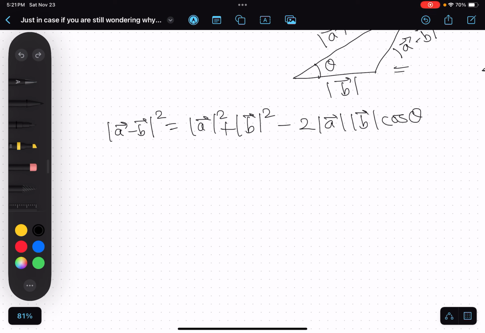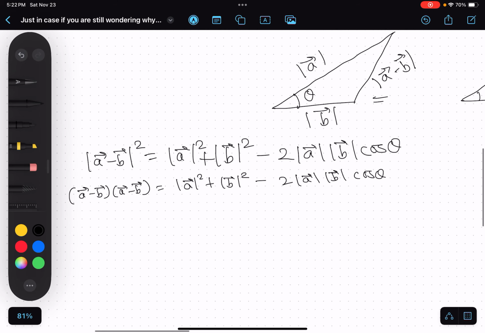Okay, we'll just dot this vector with this again. We just proved that, right? And now we know that this is just magnitude of a squared plus magnitude of b squared minus 2 magnitude of a magnitude of b cos theta, right? This is just from the cosine rule: a square is equal to b square plus c square minus 2bc cos theta.